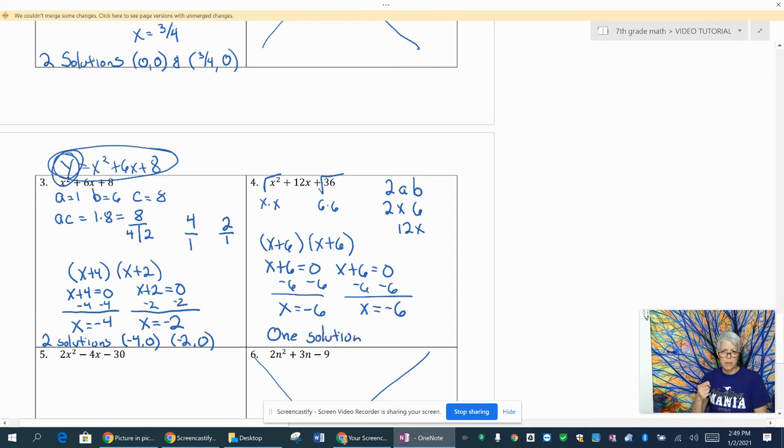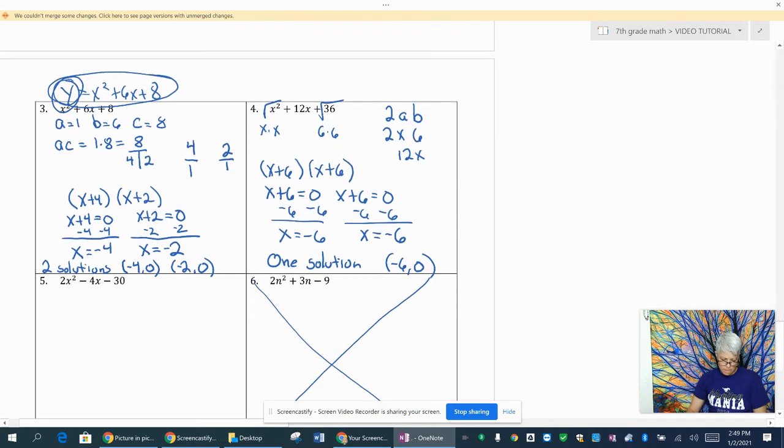So what that means is there's only one solution, because hopefully you can just tell, you can't cross it twice. So I have negative 6, 0 as my solution. All right, moving on here.